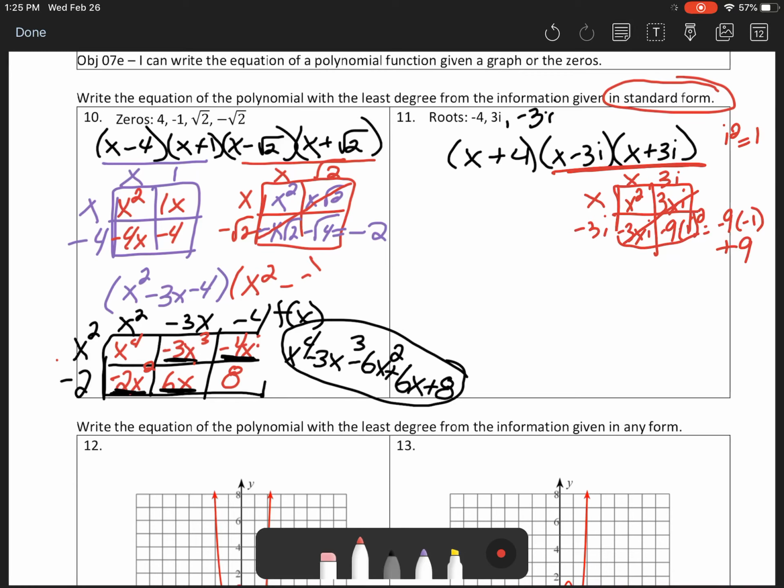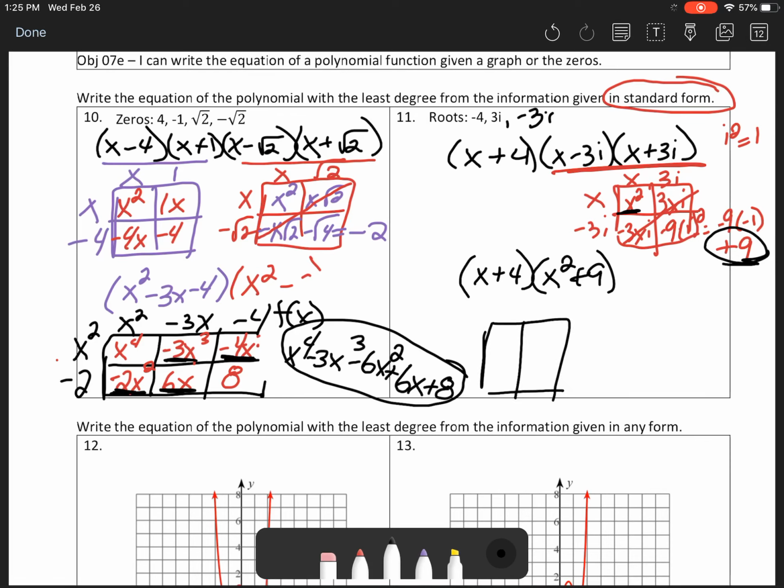These zero each other out. So I still have my x plus 4 that I have to deal with. I haven't done anything with that yet. But in these boxes, I have an x squared, and then I also have a +9. So I do a box for x plus 4 and x squared plus 9.